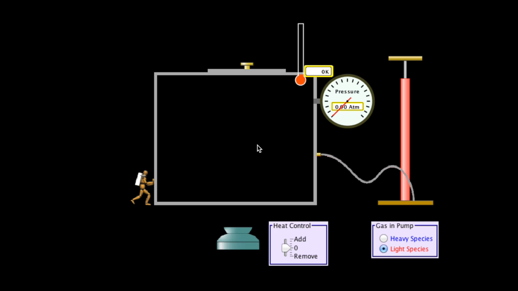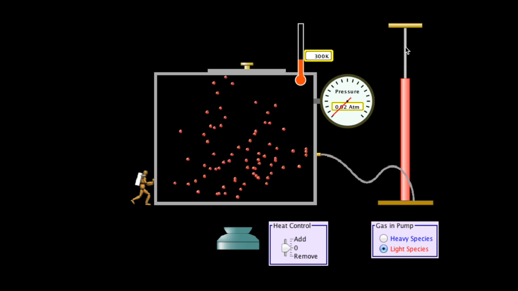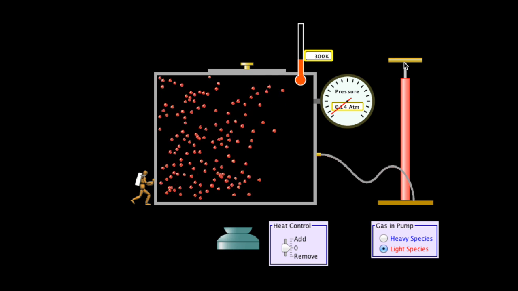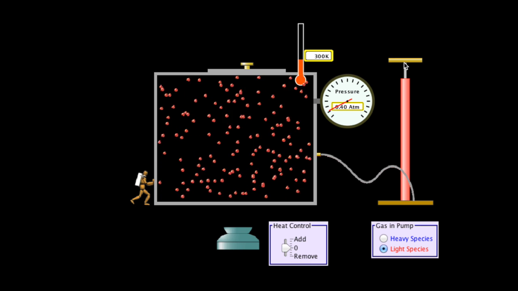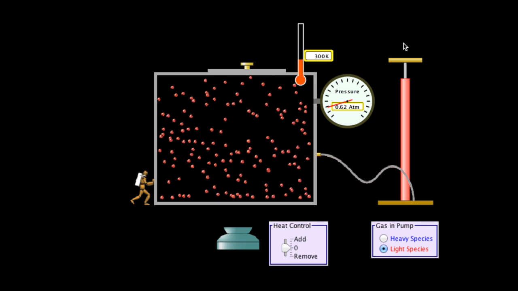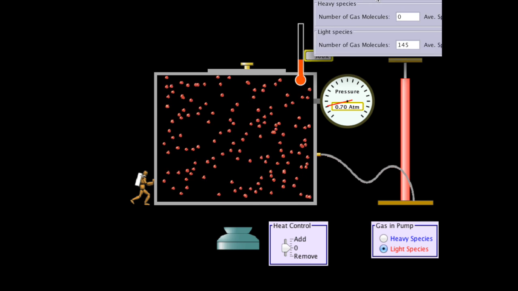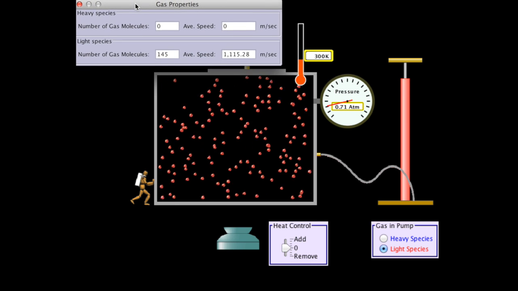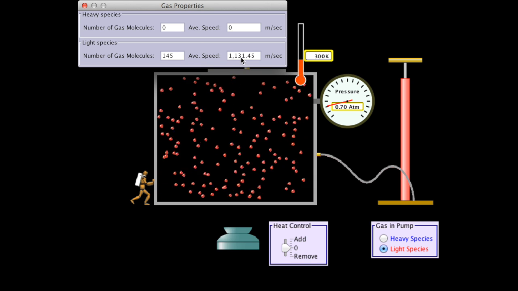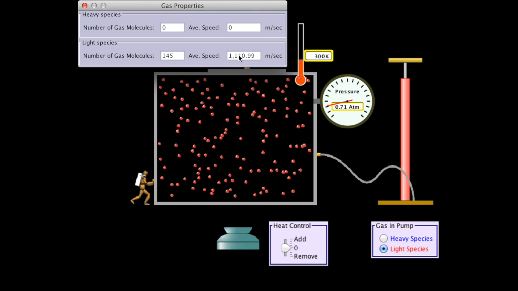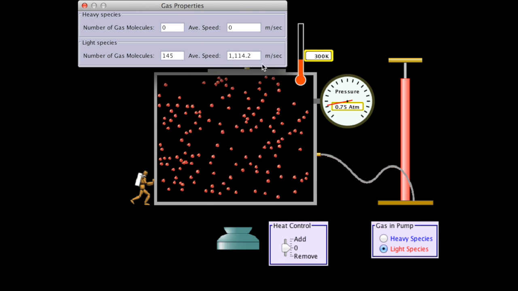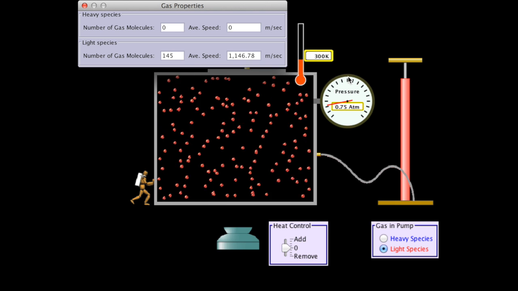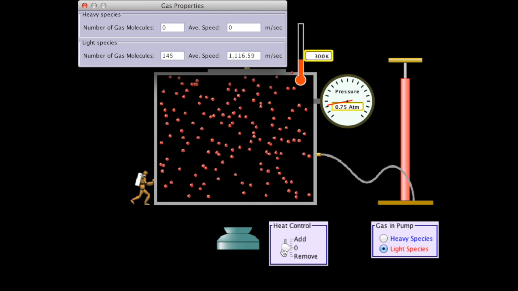So let's look at the molecular scale to see what's actually going on when we change the temperature of something. Here we have a container, and I'm going to put some gas molecules into it. Let's let it stabilize for a bit. Okay, so here we have some gas at 300 kelvins. And if we bring out the properties, we can see that the average speed of the gas molecules is about 1,100 meters per second.